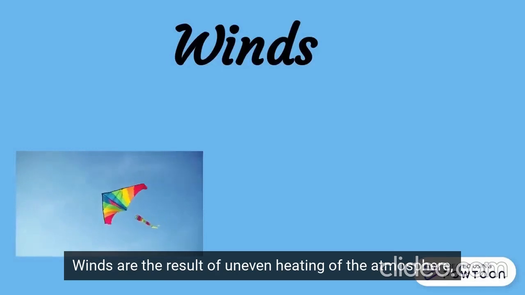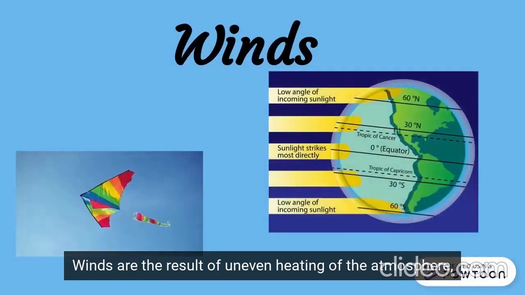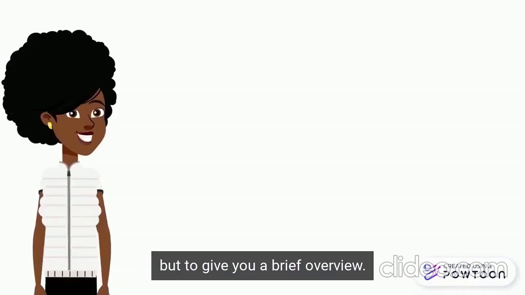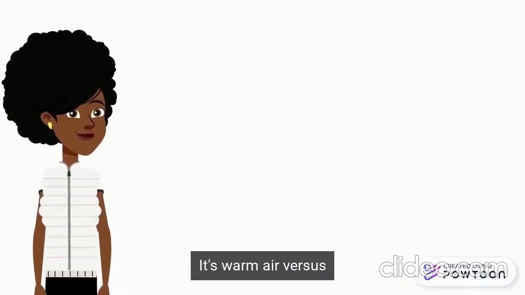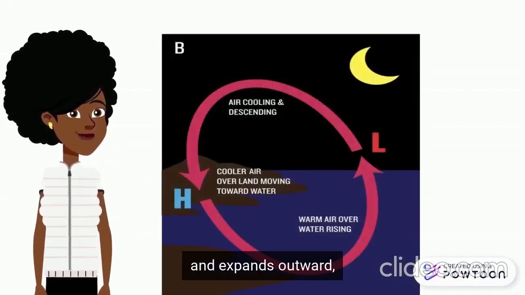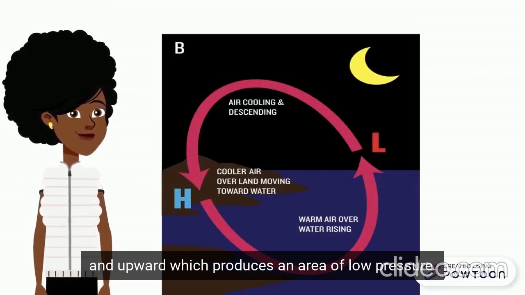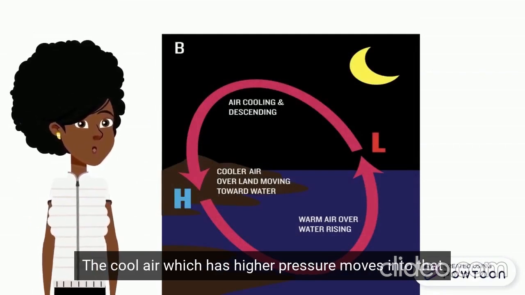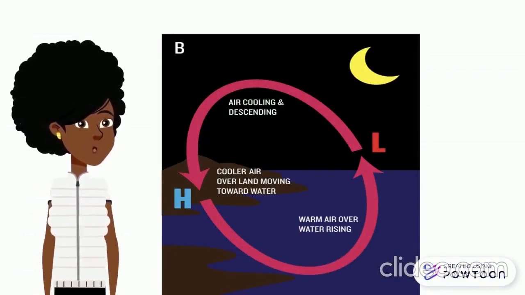Winds are the result of uneven heating of the atmosphere, which we will delve further into today, but to give you a brief overview, it's warm air versus cold air. The warm air moves and expands outward and upward, which produces an area of low pressure. The cool air, which has higher pressure, moves into that space of low pressure.